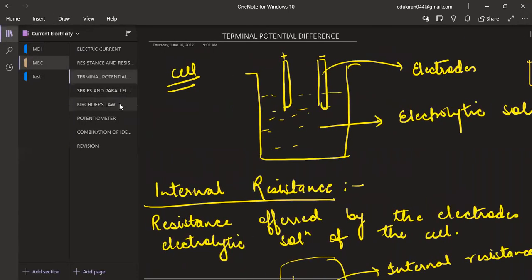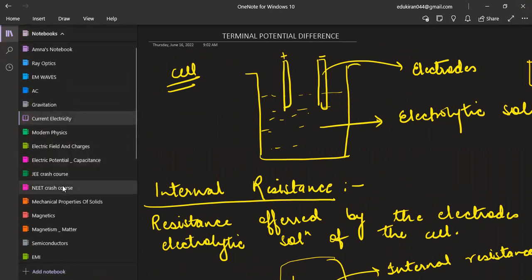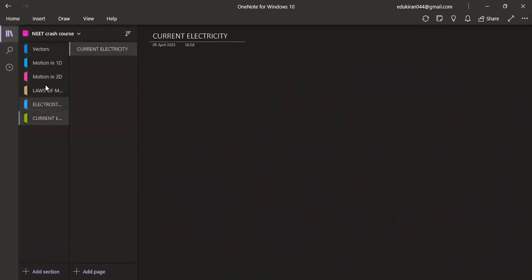The rest, series, parallel, Kirchhoff's law, potentiometer and Wheatstone bridge devices, we'll see along with the circuits only. Let's see the questions. Let's practice some questions at least from this.